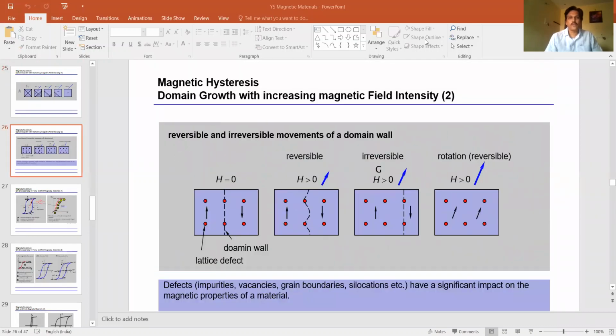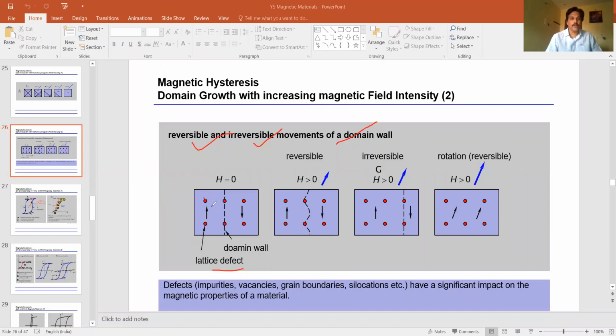So this one, this is another diagram. Domain growth with increased magnetic field strength, reversible and irreversible movement of domain walls. So this is the domain wall. What does this red dot indicate? Impurities. Every material has some impurities. This red dot indicates impurity.